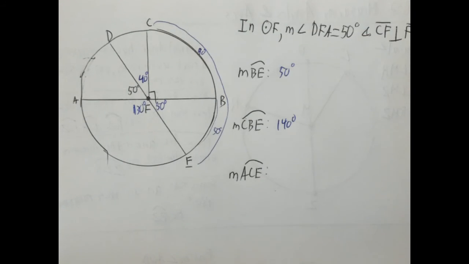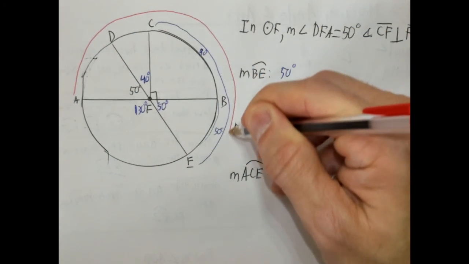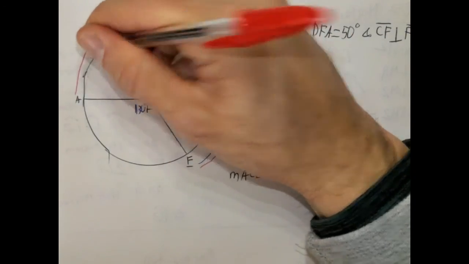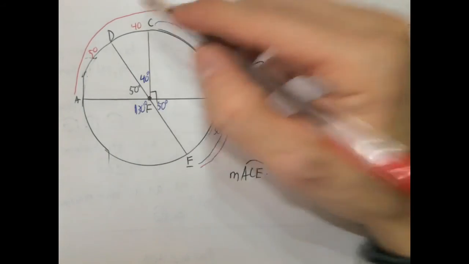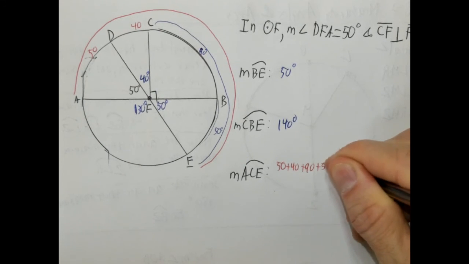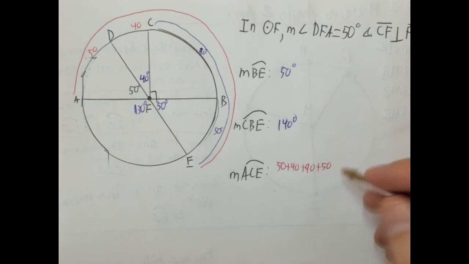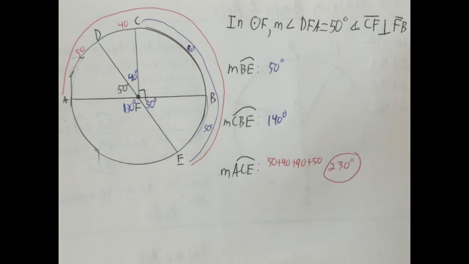And then ACE. I'm going to use a different color here. ACE is going to be A to C to E, just like that. So we're going to add all these together. So this is 50, this is 40, this is 90, that's 50. I'll write it down here actually: 50 plus 40 plus 90 plus 50. So 50 plus 50 is 100, 190, 230. So 230 degrees. Okay? And that's how you'd find those corresponding arcs. So those are the basics.